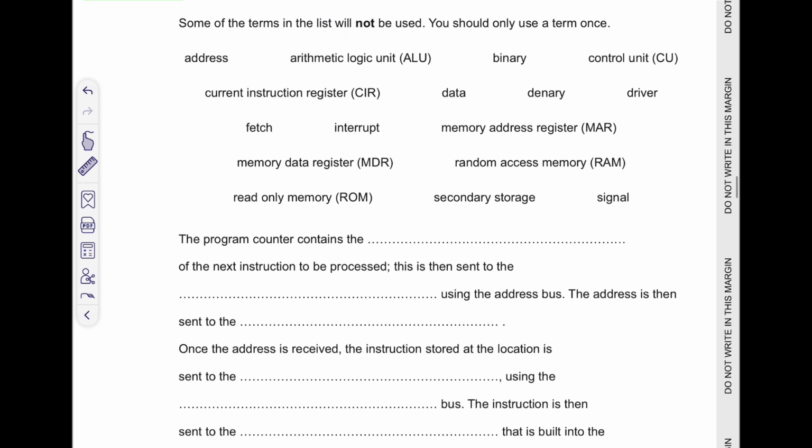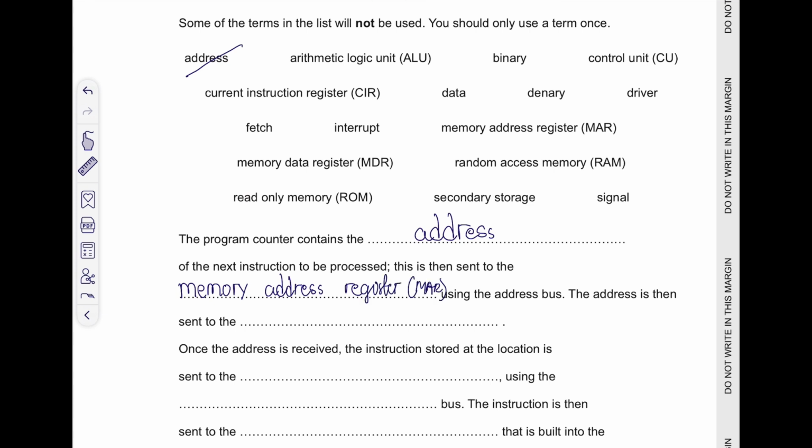The program counter, basically the whole process of starting is that the program counter has the address of the next instruction, the memory address of it. So we're going to say address of the next instruction to be processed, and this will be basically sent to the MAR, which stands for memory address register.